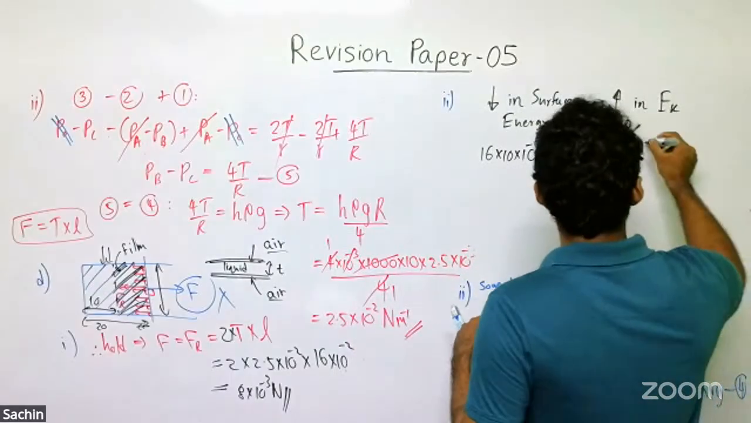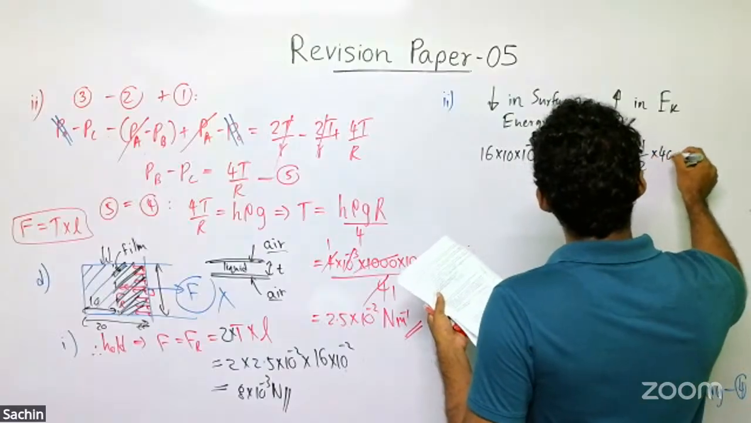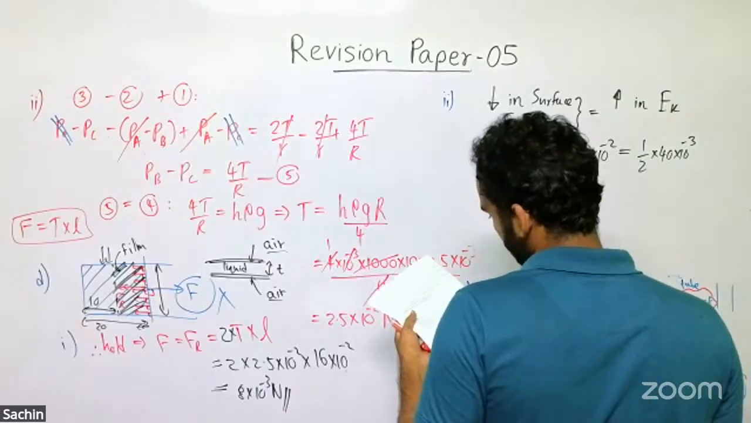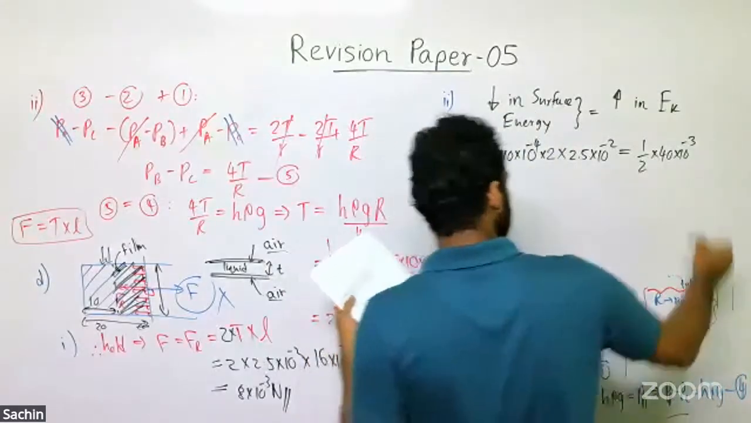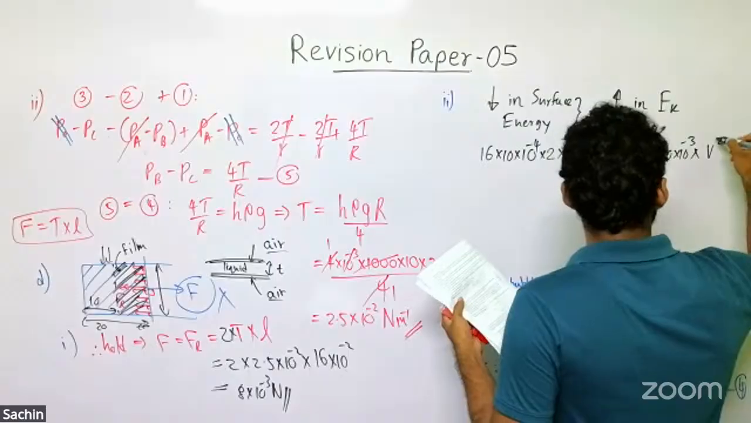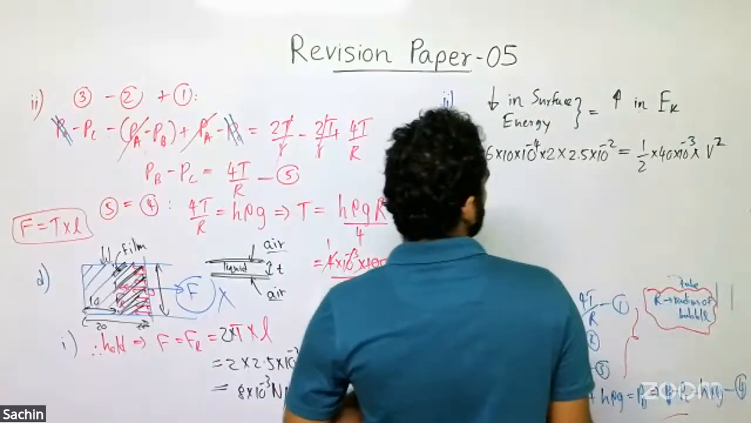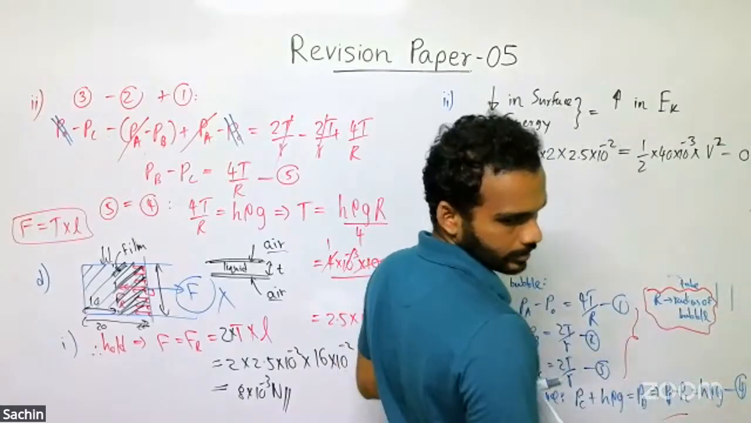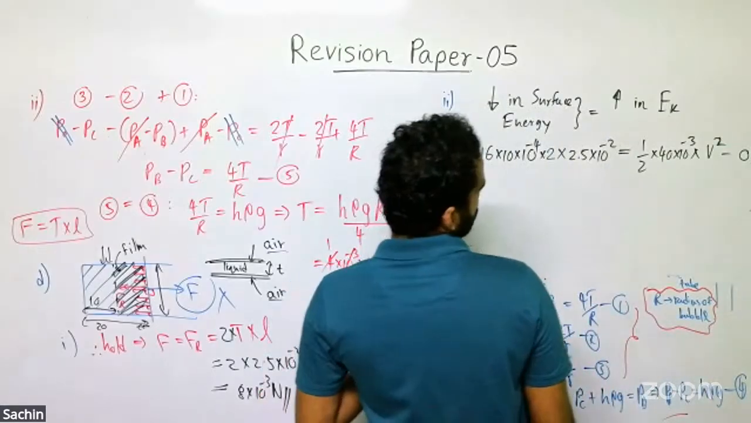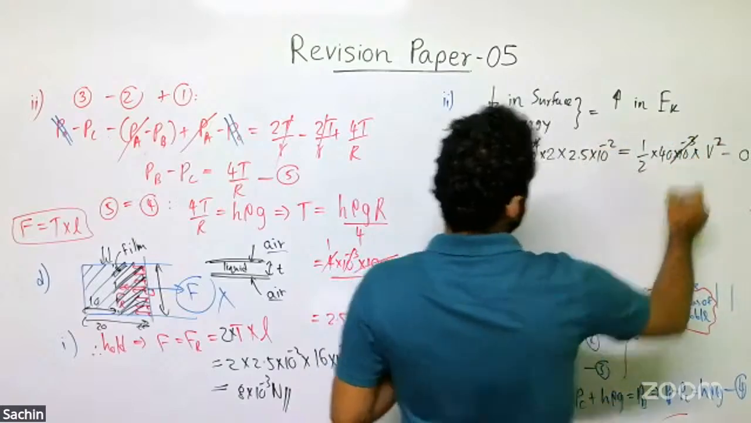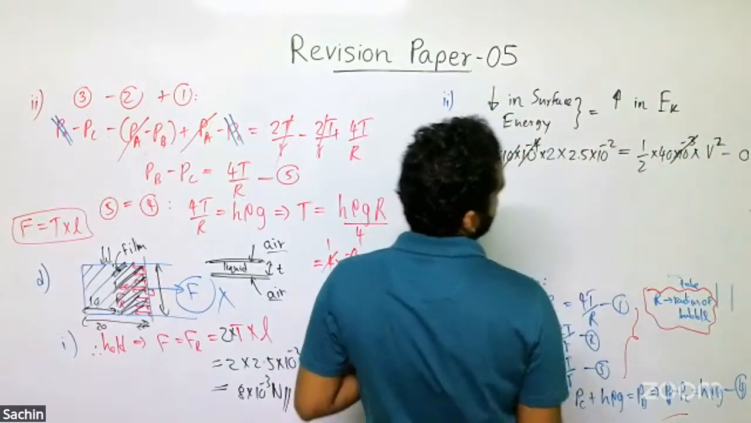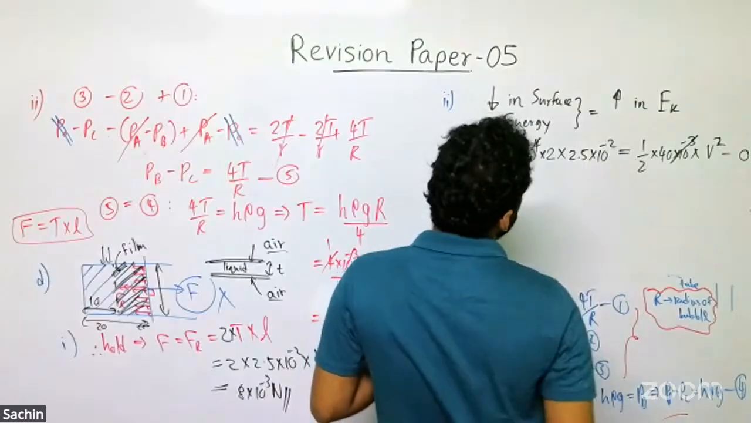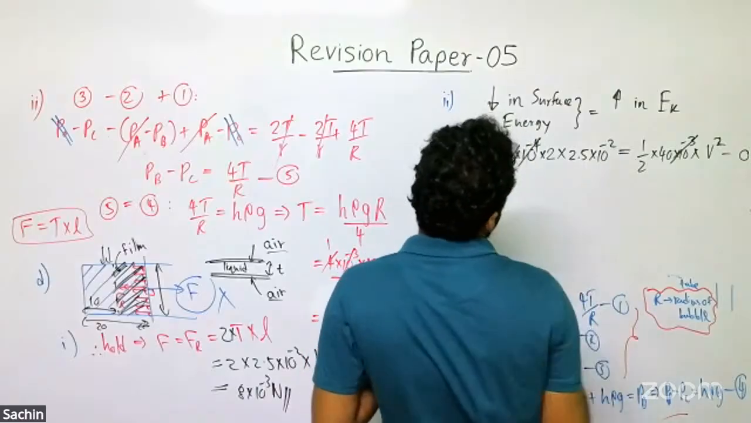So kinetic energy is equal to half the mass, which is 40 grams. You have to convert it to kilograms just by using 10 to the power minus 3, and then v square. Initially velocity was 0, so the difference is the same. So solve this. Minus 1. Then again you can solve this.